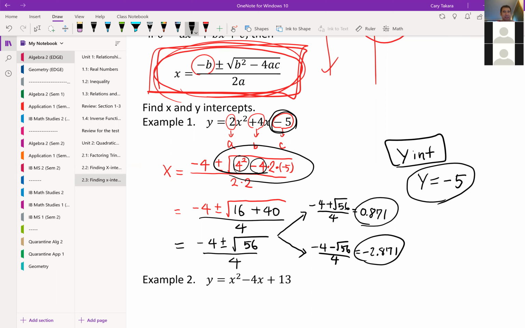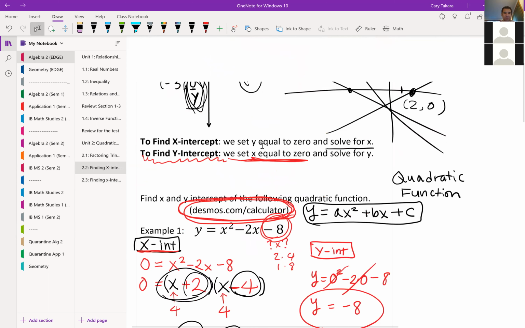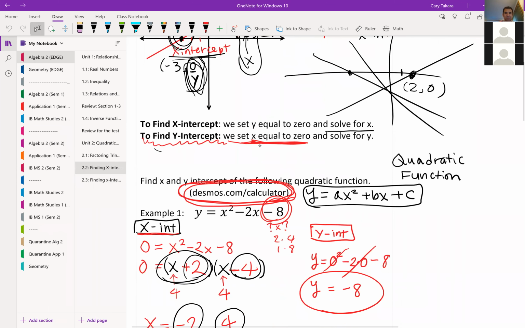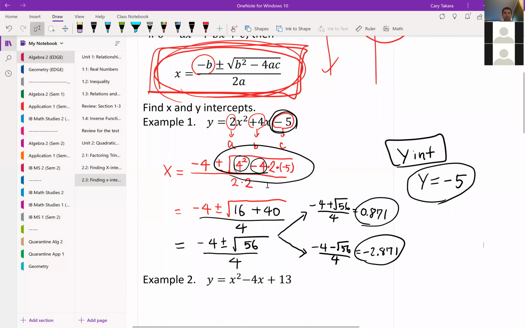Because how do you find a y-intercept? You plug in. Everybody tell me out loud. How do you find the y-intercept? To find the y-intercept, you are going to set x equal to 0. Remember that? So if you set x to 0, you're just going to end up with -5.